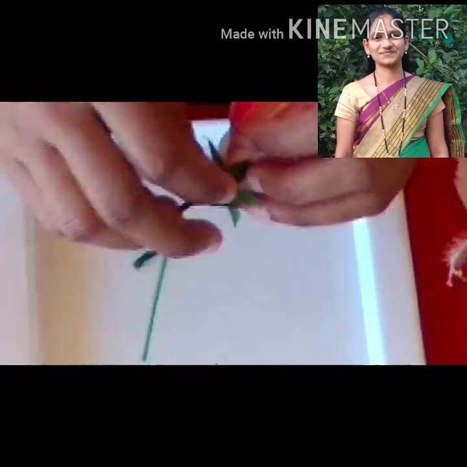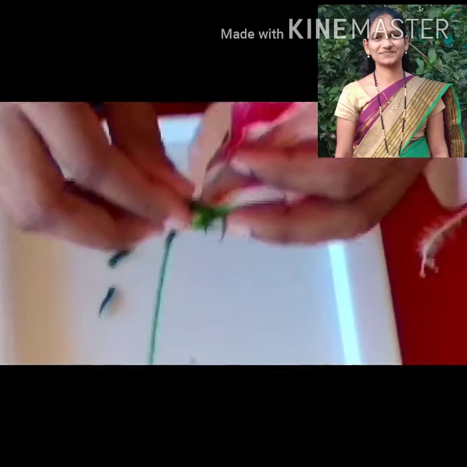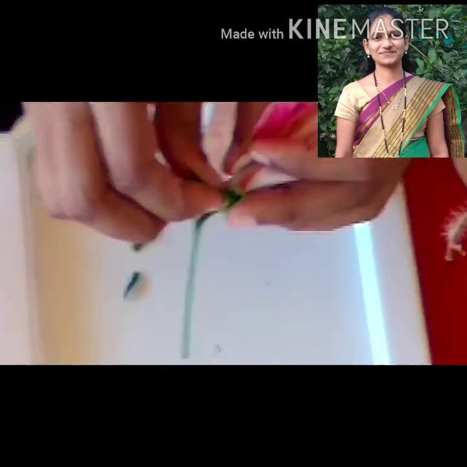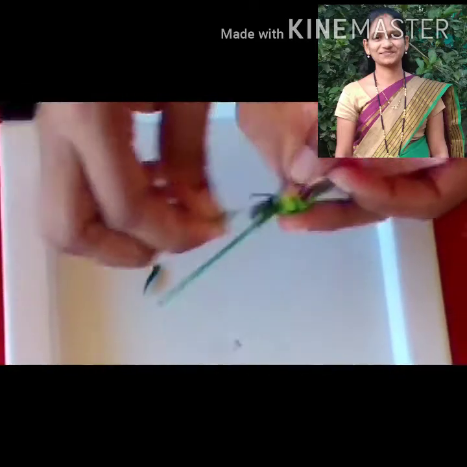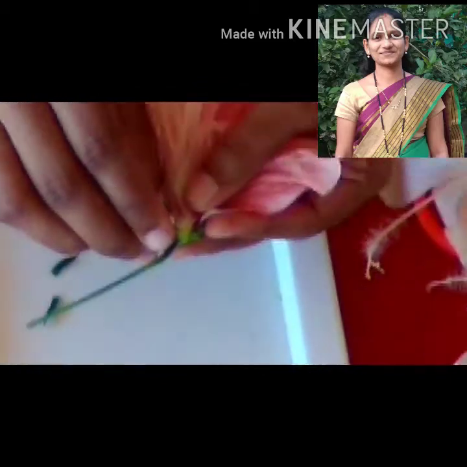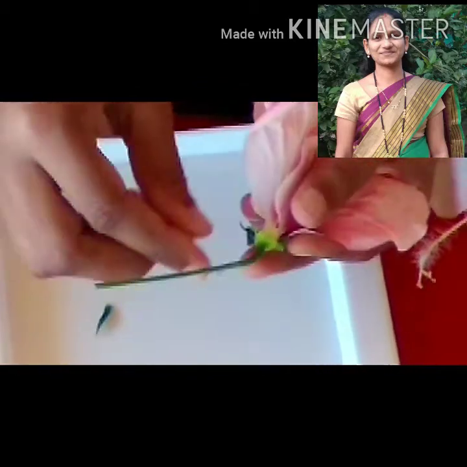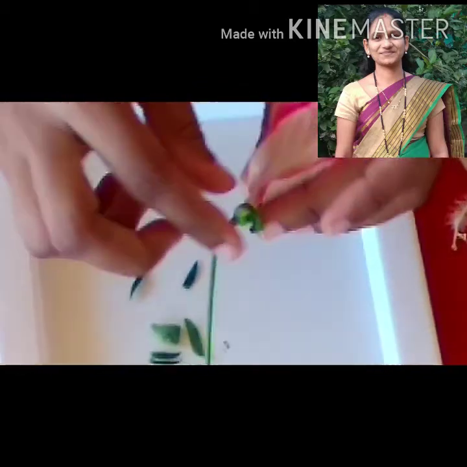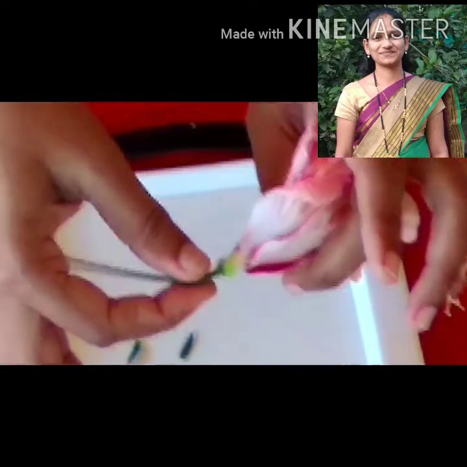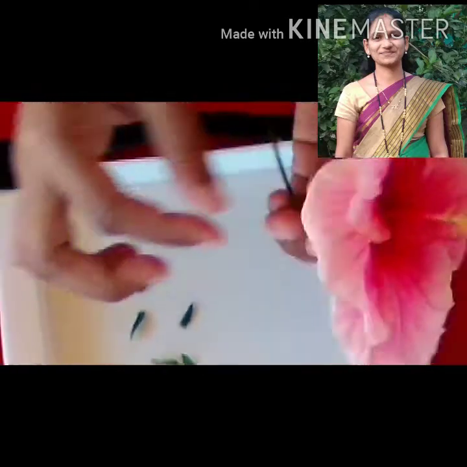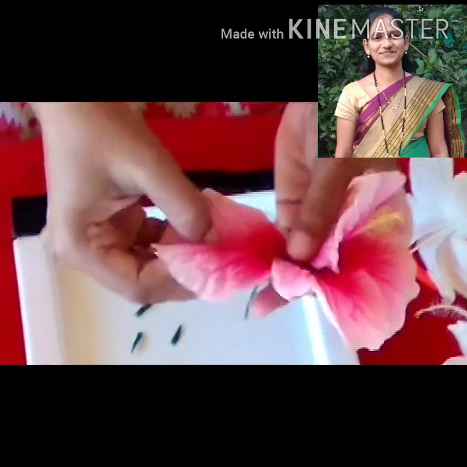So first I am removing the sepals of the flower. These green structures are the sepals of the flower. First we will remove them. You can use a divider for this process also. Okay, now the sepals are removed. Now we will remove the petals one by one.